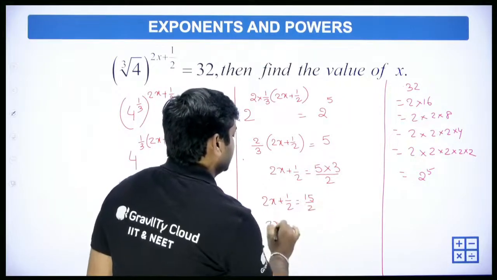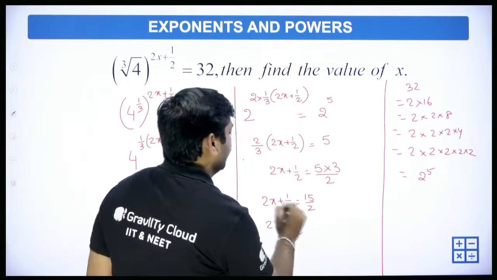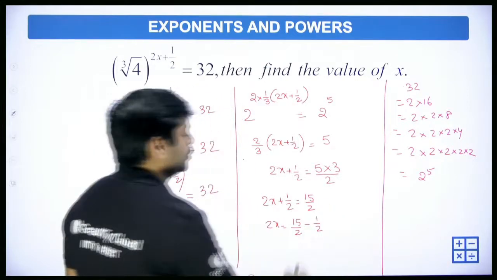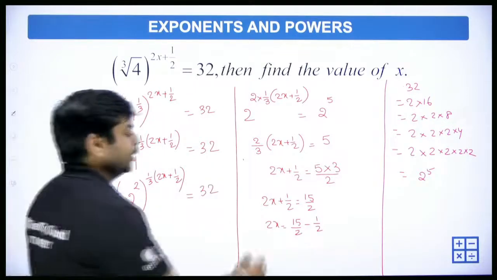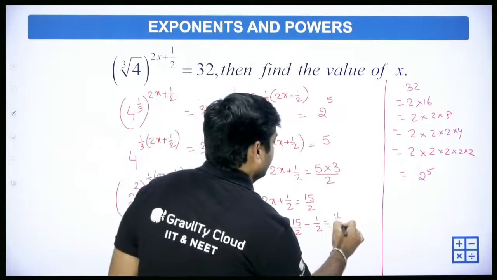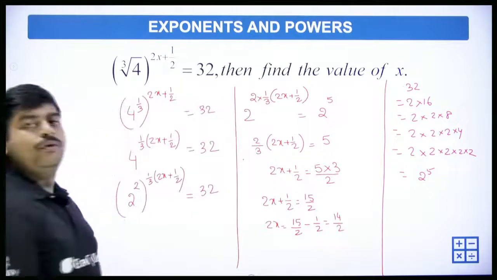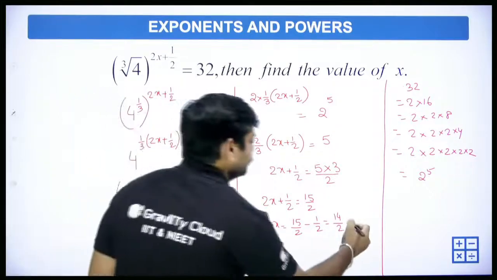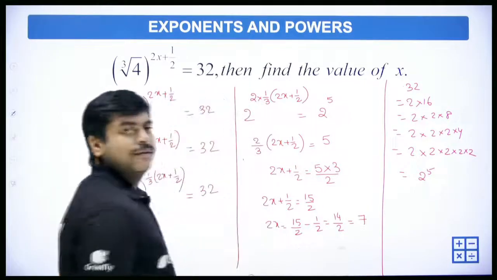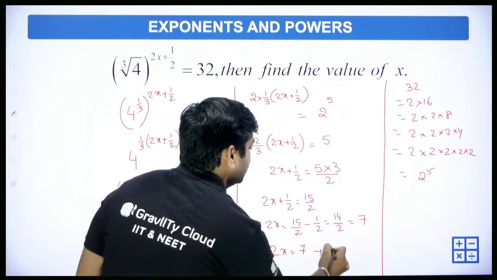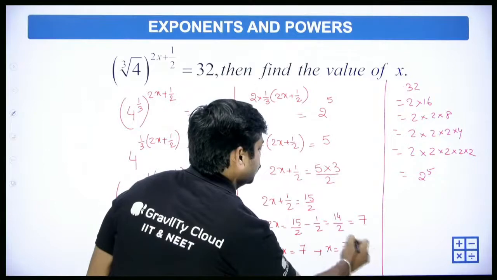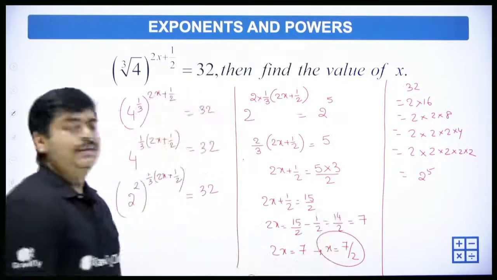So 2x is equal to 15 by 2, and plus 1 by 2 we have minus 1 by 2. 2x is equal to 15 by 2 minus 1 by 2, which is 14 by 2. 2x is equal to 14 by 2, and that will give you 7. 14 by 2 will give you 7, right? So 2x is equal to 7, and you'll get x is equal to 7 by 2.